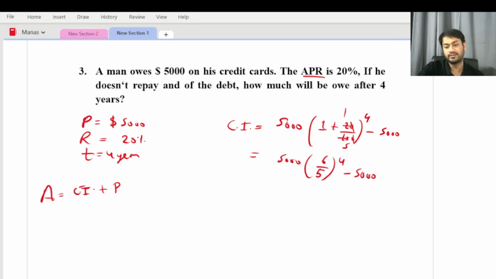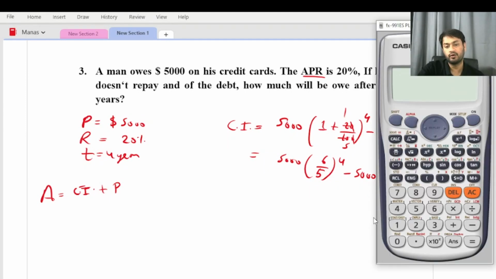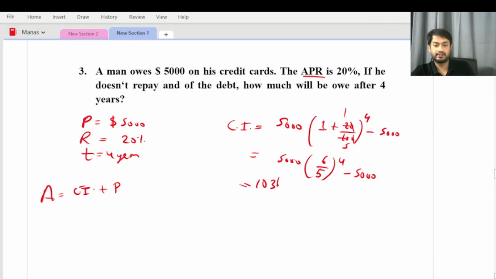So let's find the value of compound interest. So 5,000, then put the bracket, then 6 divided by 5. Why 6 divided by 5? Because I took the LCM, right? And to the power 4. So what is the answer? 10368. Okay, so it is 10368, right, minus 5,000. So how much amount will you get?